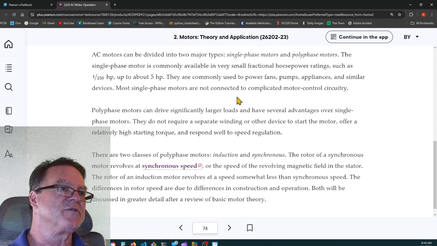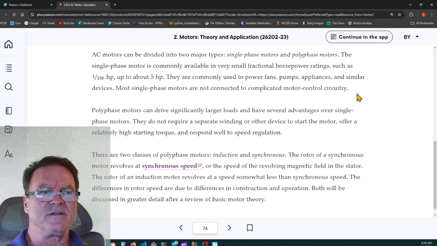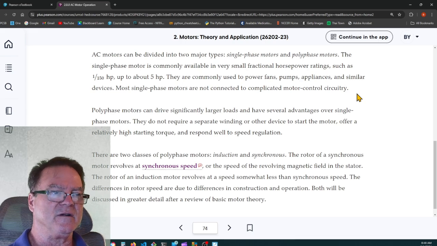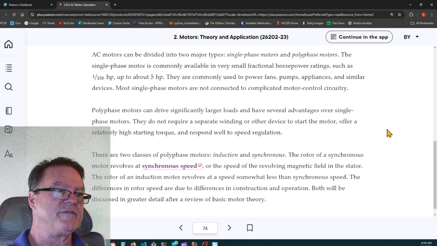Most single-phase motors are not connected to complicated motor control circuitry. So if you have a sprinkler pump, that's an AC single-phase motor. If you have a swimming pool, that's a single-phase motor. Most anything you have at your house is going to be single-phase because we don't have three-phase at our house.